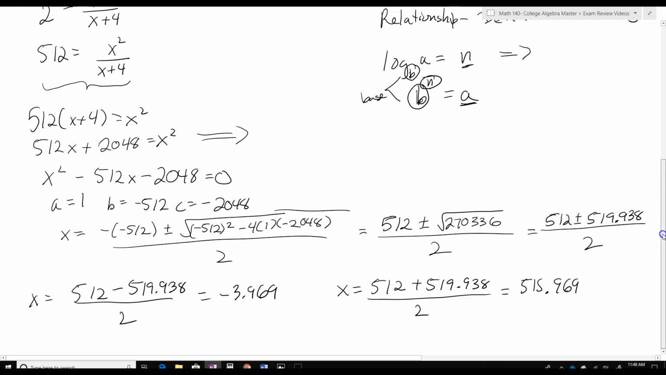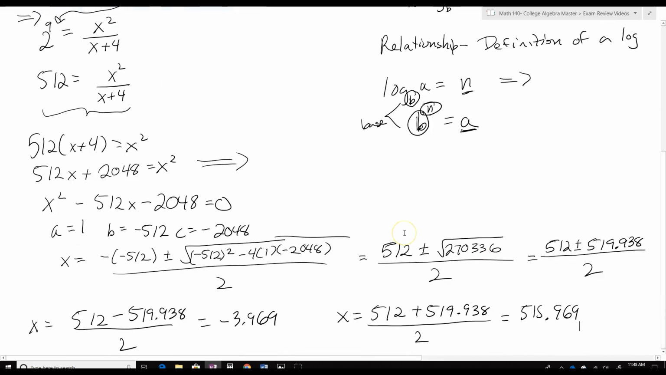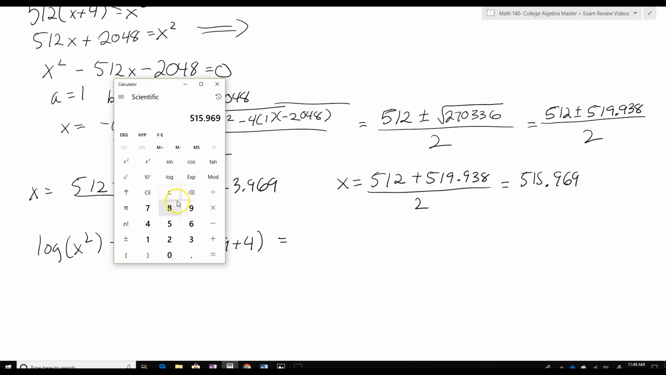Now, I'm working with logarithms, and so one of the things that we need to know about logarithms is that I cannot have a negative number inside of the logarithm. So I need to check and make sure that when I plug in either one of these values, either negative 3.969 or 515.969, that I don't end up with a negative log. Now 1 is going to be log x squared, right, minus log of negative 3.969 plus 4, right? So what I'm going to do is check and see if these are at least approximately 9, right? I got to do that.